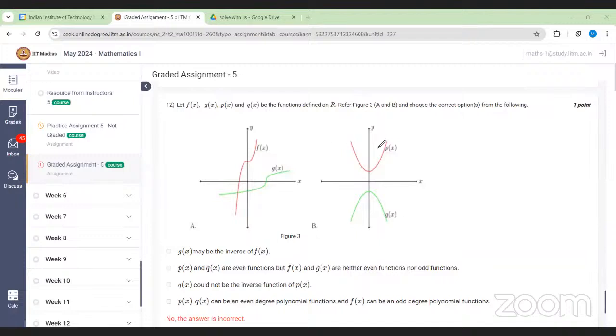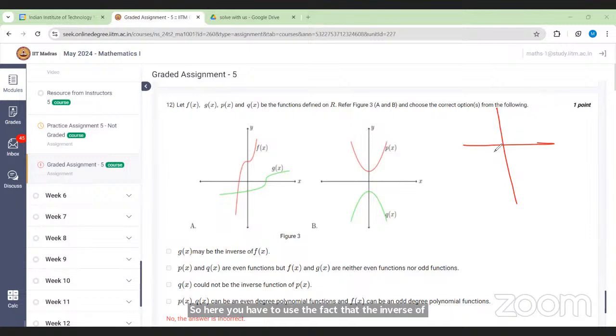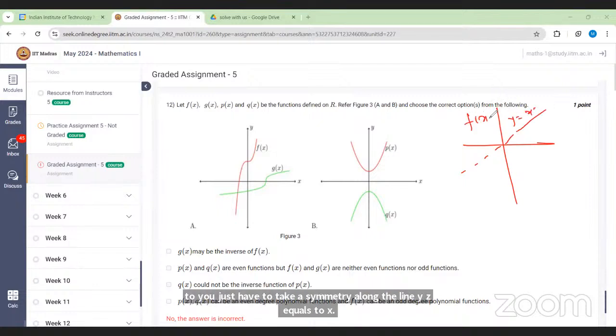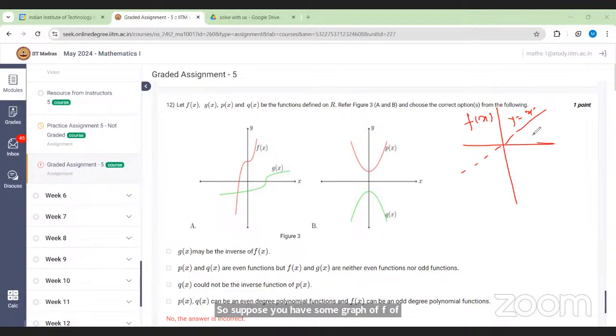So here you have to use the fact that for the graphs of the function f of x and f inverse of x, you just have to take a symmetry along the line y is equal to x. So suppose you have some graph of f of x, then the graph of f inverse is nothing but a symmetric graph along the axis y is equal to x. So here it's given, let f of x, g of x, p of x, q of x be functions defined in R. Choose the correct option. Okay, g of x may be the inverse of f of x. So here if you draw a line y is equal to x, can you find a symmetry?